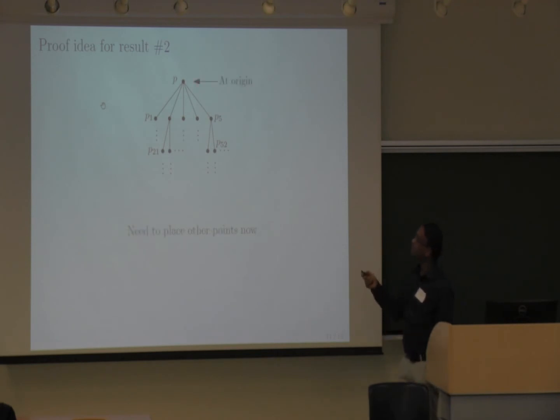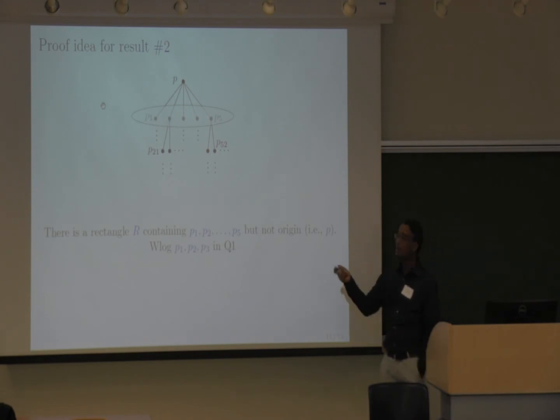So we can place P at the origin because it doesn't really matter, and we need to place the other points now in order to realize our hypergraph. So let's try to put the points P1 to P5 first, and the only criterion is that there must be an axis-parallel rectangle which intersects those points just in P1 to P5. Okay, so that it should not contain the origin in particular. So because that happens, it must be the case that the points P1 to P5 cannot be in opposite quadrants.